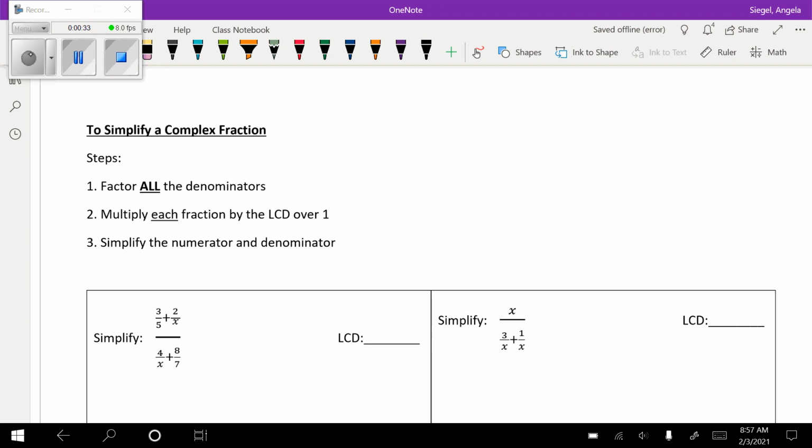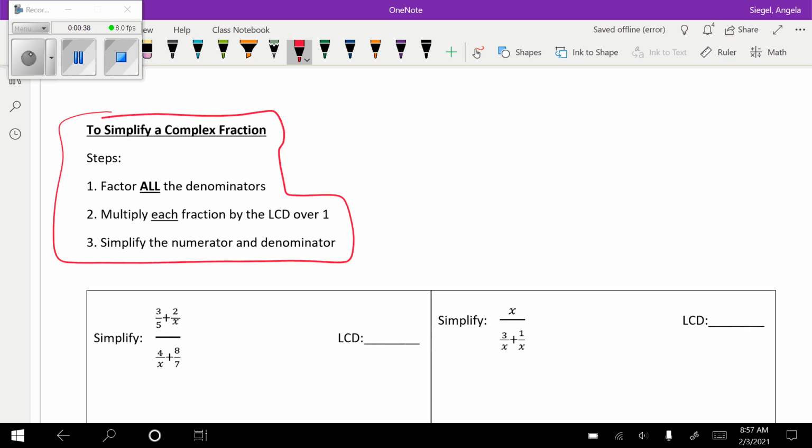So here are the steps that we are going to be going through to simplify. First of all, we are going to factor all the denominators. What I mean by that is that if we can factor anything, we are. Also, we're going to focus on each of the fractions and go from there. For each fraction, we're going to multiply by the LCD over 1. We're going to talk about that in a second. And then finally, number 3, we're going to simplify if we can.